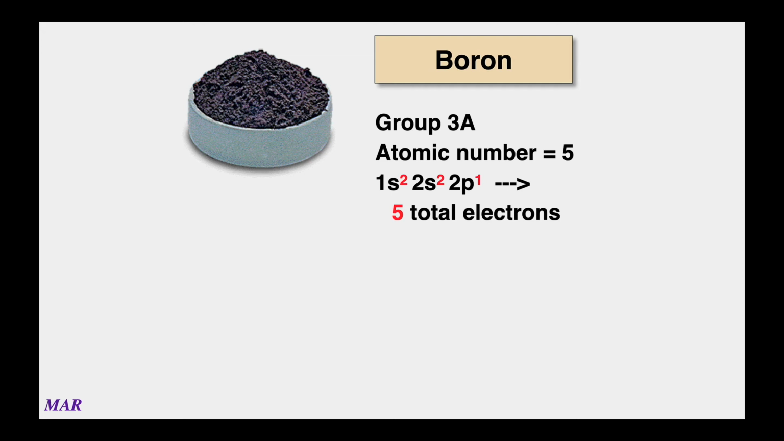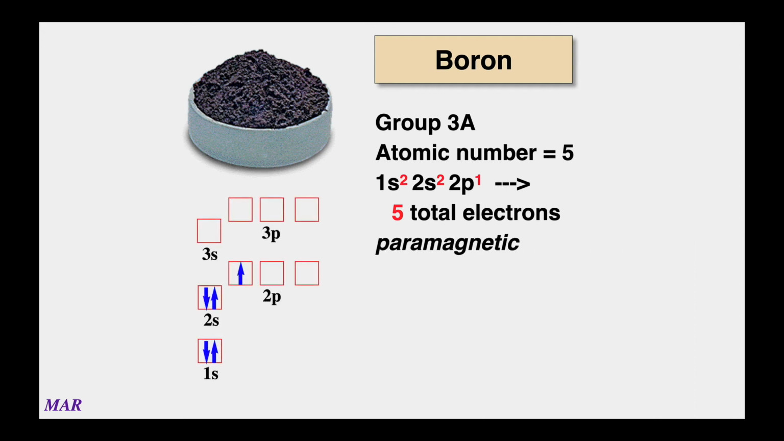So in the orbital box notation, we would have 1 electron in that 2p. It does not matter which of the 3 boxes you write it in. People usually will do left to right, but it doesn't really matter. The goal is just to put it in there somewhere. And because there's an odd electron, that makes boron paramagnetic. So lithium paramagnetic, beryllium diamagnetic, boron paramagnetic.